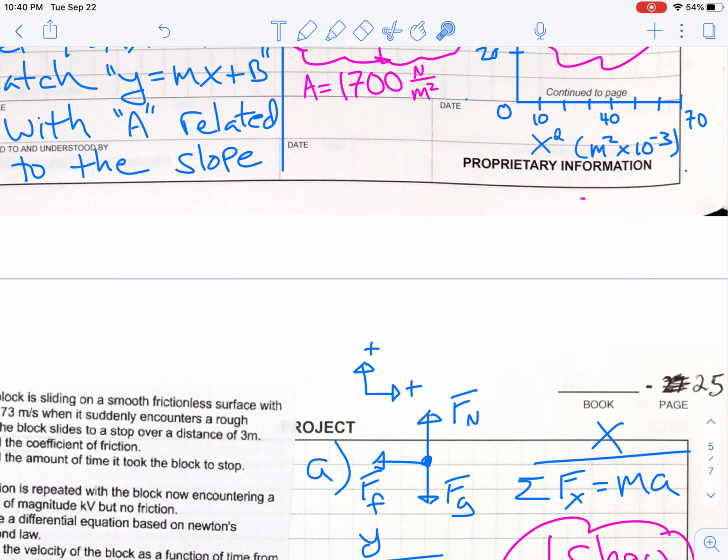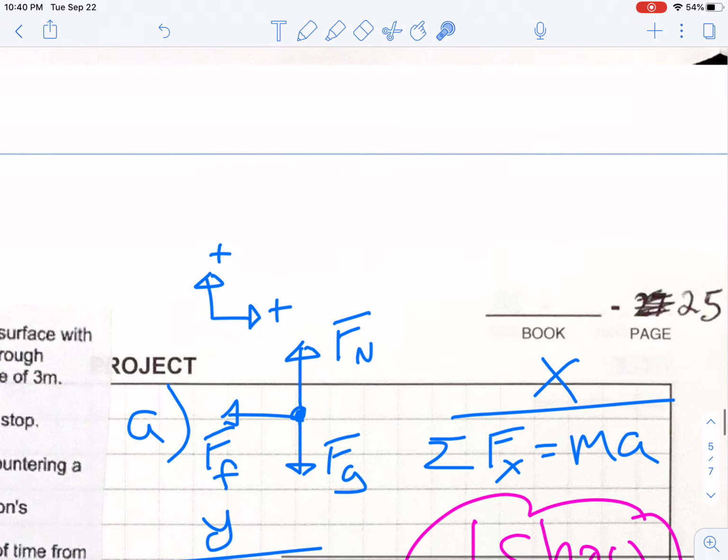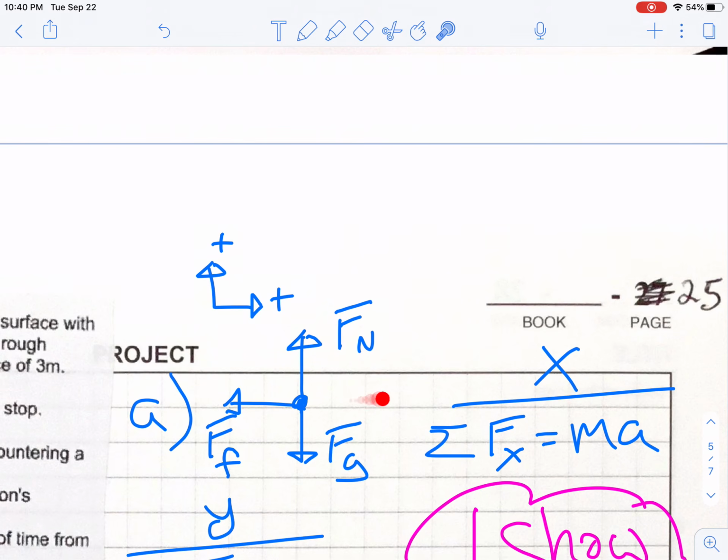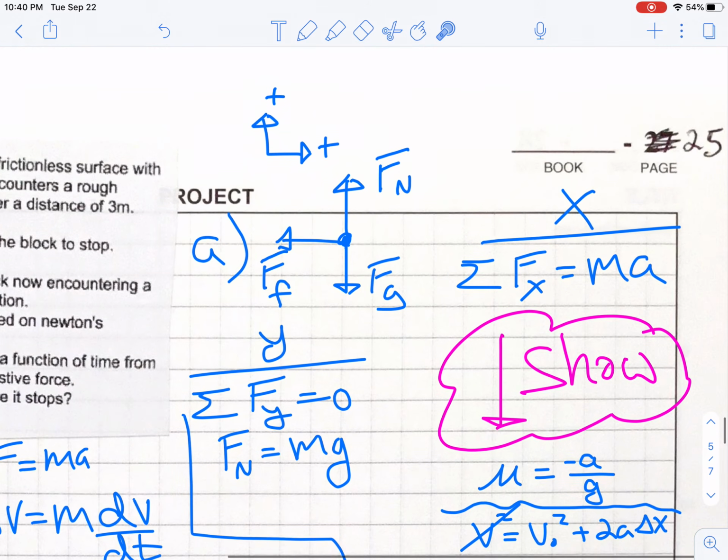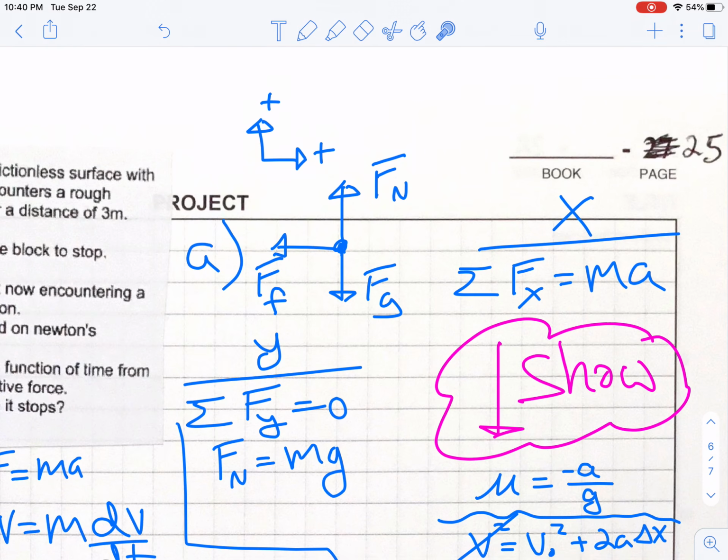And if our block was sliding towards the right, friction is going to be to the left. We got a normal force. We got gravity down. Here's my coordinate system. Right's positive, up's positive. In the y direction, we know the sum of the forces in the y direction is 0, which means our normal force and gravity have to be equal. In the x direction, we know sigma f equals ma.